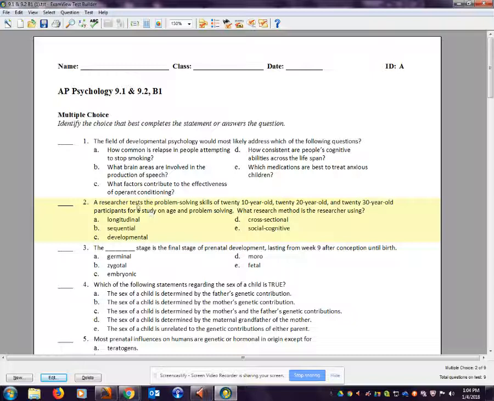Number 2, a researcher tests the problem-solving skills of 20 10-year-olds, 20 20-year-olds, and 20 30-year-old participants for a study on age and problem solving. What research method is the researcher using? You guys were asked to learn about 2 different types of studies or types of research methods on a study. So longitudinal and cross-sectional. To refresh your memory, longitudinal is basically studying a subject over a period of time.